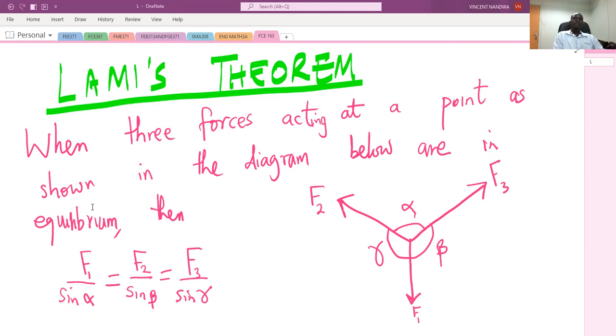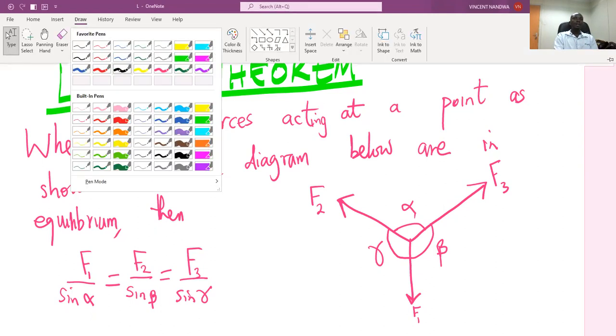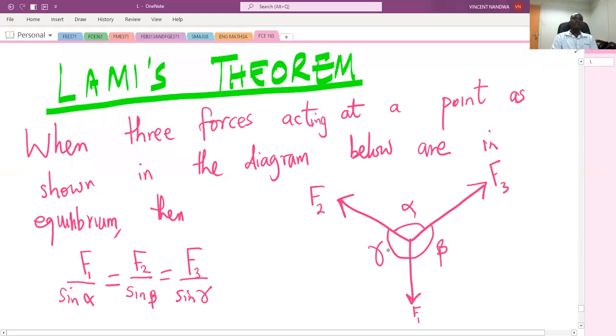Lami's theorem says that if three forces acting at a point, as shown in this diagram, are in equilibrium, then the forces and the angles are related by this equation: F1 over sine alpha, so F1 over sine of the angle opposite, equals F2 over sine of the opposite angle, equals F3 over sine of the opposite angle, gamma. So this is the statement.